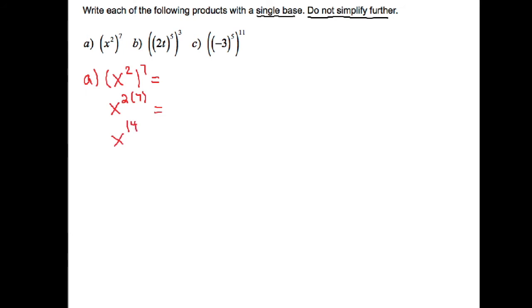For part B, we have 2t raised to the 5th, and 2t to the 5th is cubed. So now I'm going to take my 2t raised to the 5th, and since that is raised to the 3rd, I can multiply the exponents. So I have 2t to the 5 times 3.